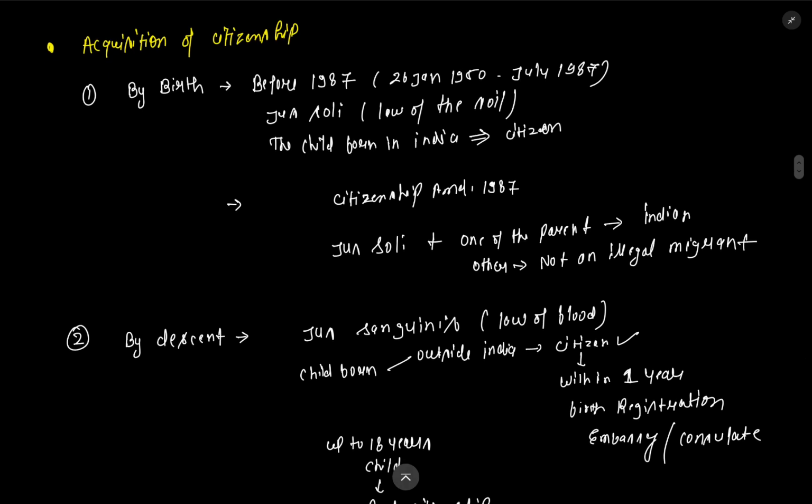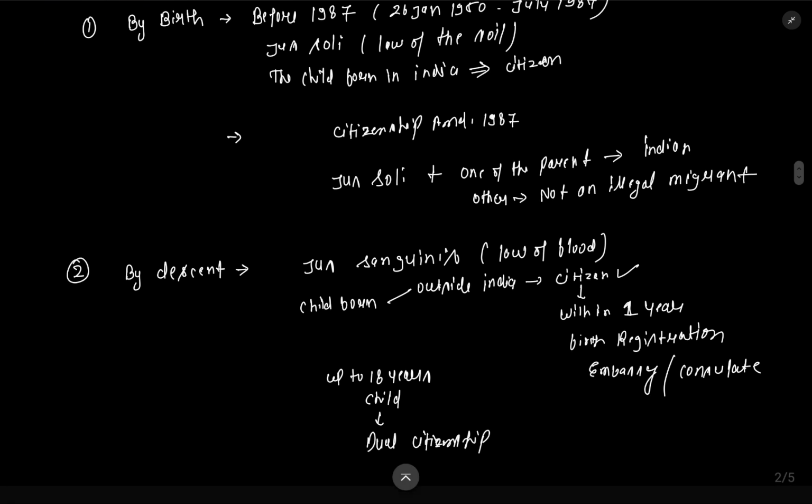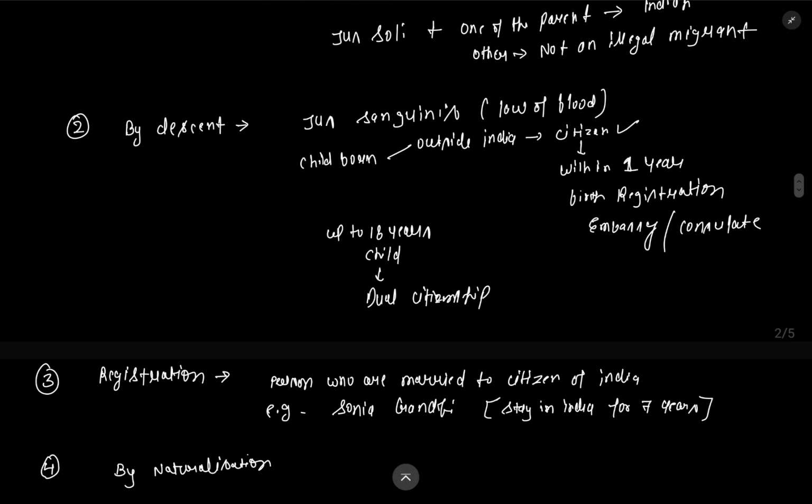For example, by birth, if you were born between 1950 and 1987, there's a rule of jus soli, meaning the law of the land. If a child is born in India, he becomes a citizen of India. Then in 1987, we amended the Citizenship Act, and we added that, apart from jus soli, one parent should be Indian, and the other should not be an illegal migrant. Next we have talked about citizenship by descent.